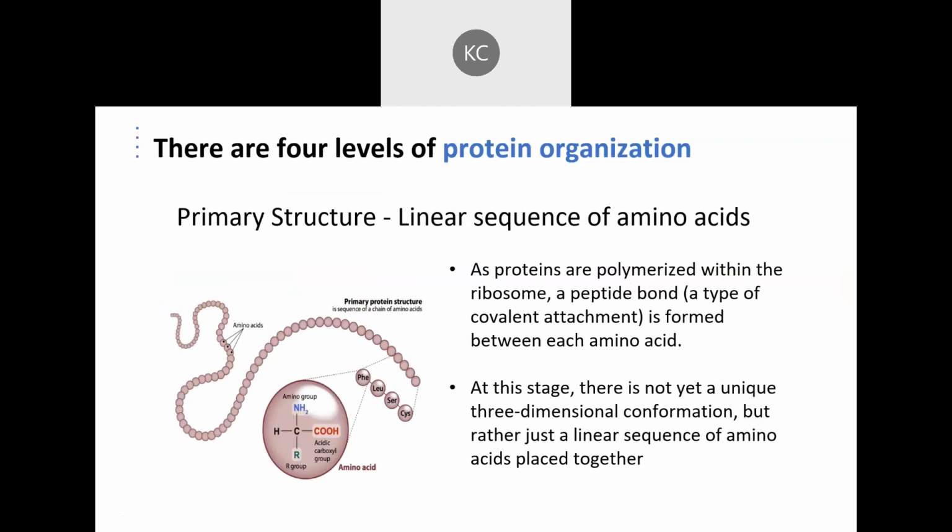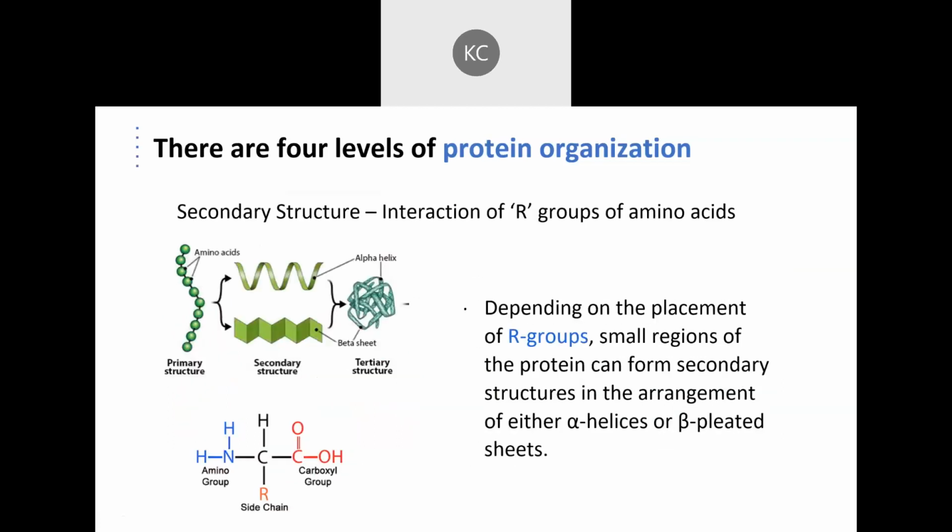Right. So the first one is the primary. This is simply and very straightforward the linear sequence of amino acids. Right. So during the process of translation that we just talked about, you have one amino acid. It binds to another amino acid, which binds to another, and to another, and so on and so forth. This string, think of almost like a pearl necklace, right? All the pearls are the amino acids, and they're just strung together in a straight line. That is an example of a primary structure, okay?